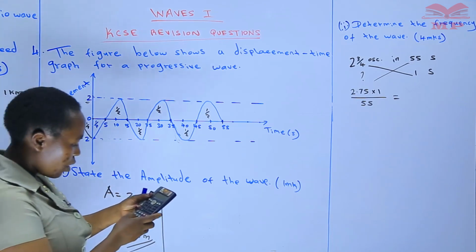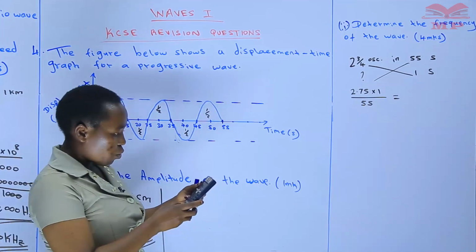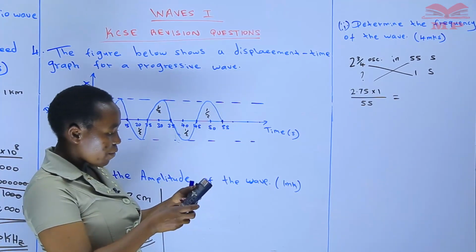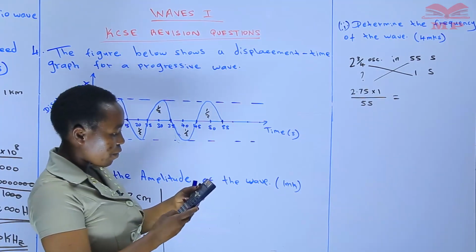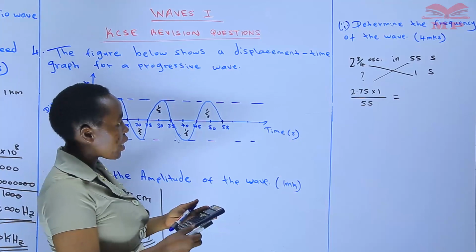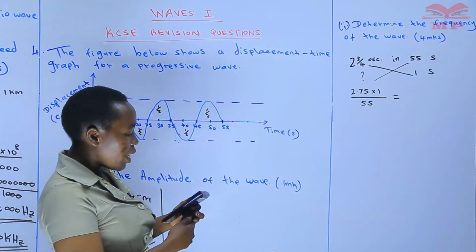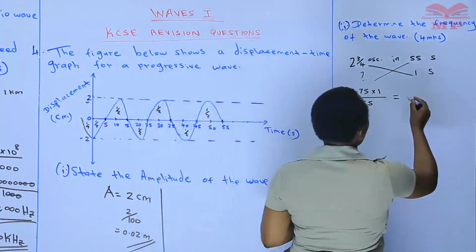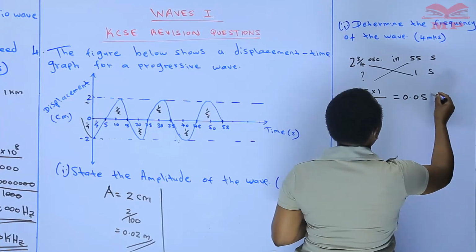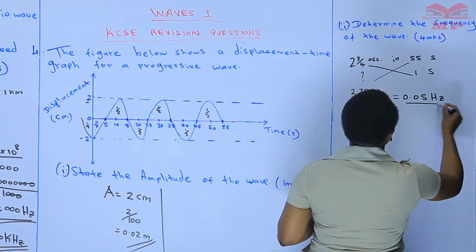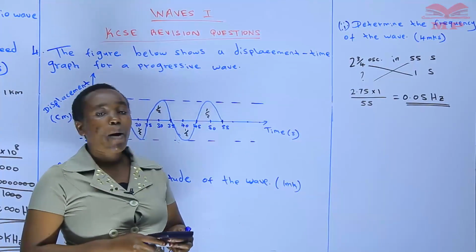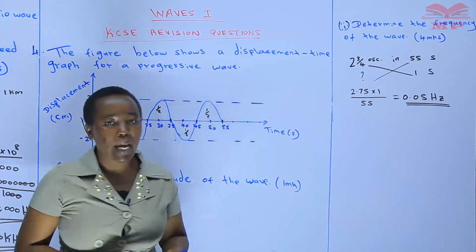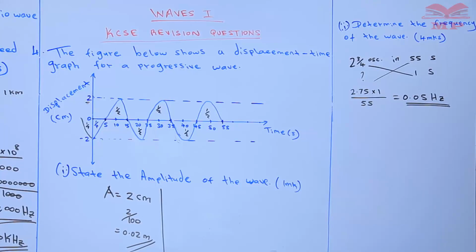So we have 2.75 divided by 55. So we end up getting our frequency as 0.05 hertz. So that is the frequency of the wave. Number of oscillations in 1 second.